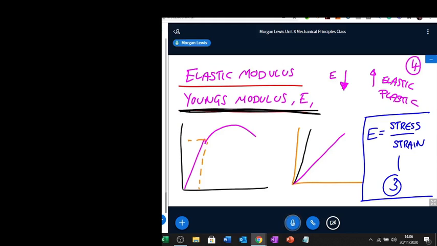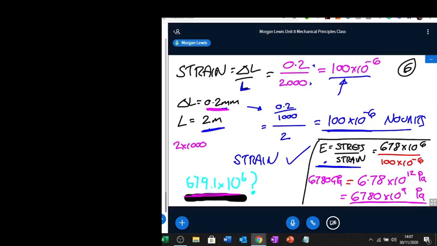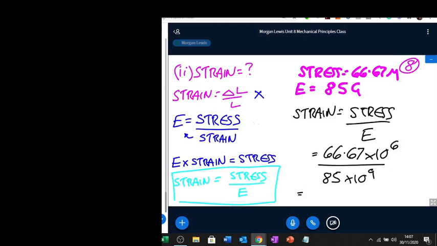So something with a high Young's modulus means it's quite rigid. Cast iron has a high Young's modulus because it's not very stretchy, but plastic will have a low Young's modulus because it's very stretchy. That's what it means, right? For example, this question here, the one we did previously, 678 times 10 to the 9. That's very, very stiff material because it's a big number. That's all it is. It's how stretchy something is, right? So the bigger the number, the less stretchy it is.